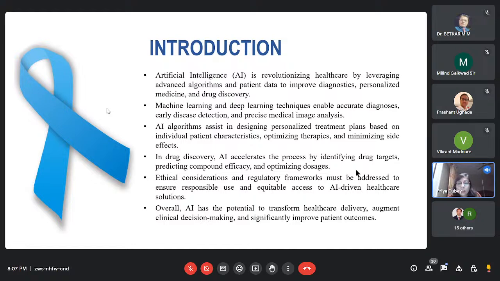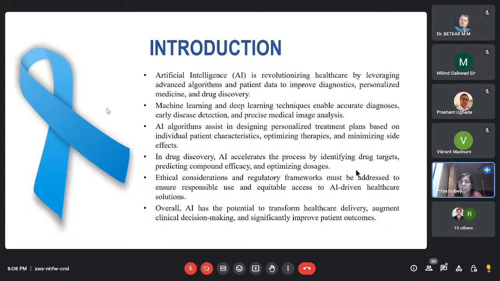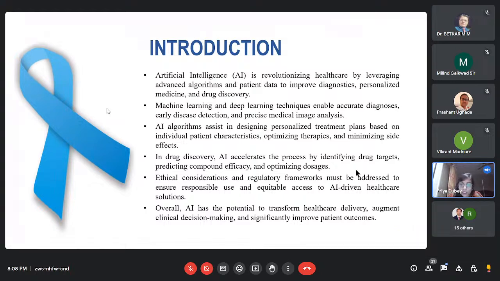Now, ethical considerations and regulatory frameworks also need to be addressed to ensure responsible use of AI-driven healthcare solutions, because every technology comes with pros and cons. So there could be a loss of data or ethical concerns, because you have to maintain the patient's identity. You do not have to disclose the patient's identity when you're talking about AI-driven healthcare solutions, because that is a very unethical thing. Overall, AI has the potential to transform healthcare delivery, augment clinical decision making, and significantly improve the patient's outcome.